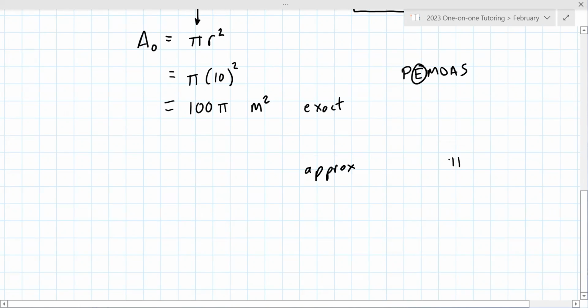Now the next thing they might ask you to do is the approximation. Do you remember what pi approximates to? 3.14. Yeah. So they might ask you to take 100 and multiply by 3.14. Can you tell me what that is?